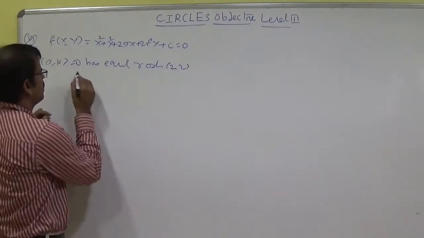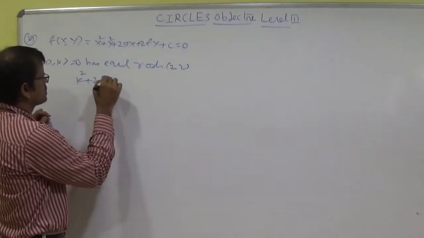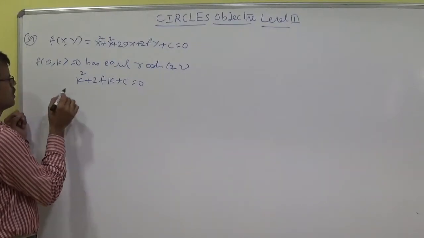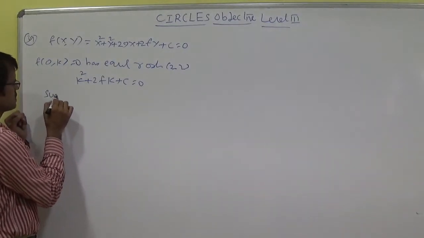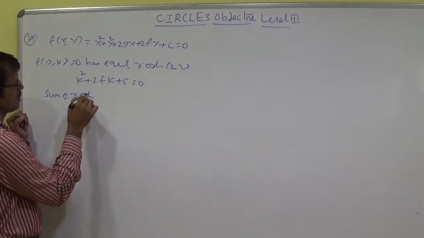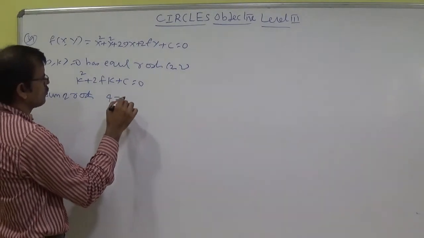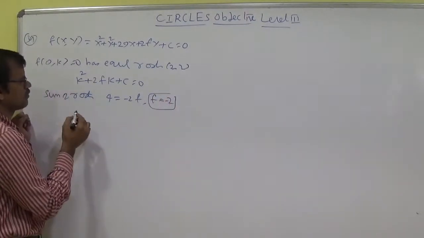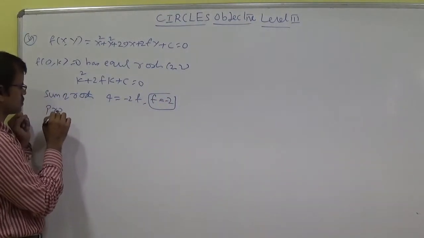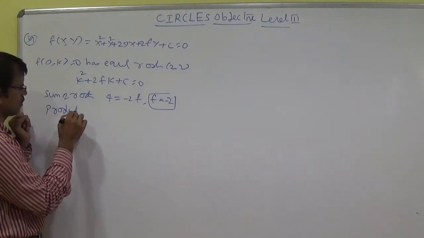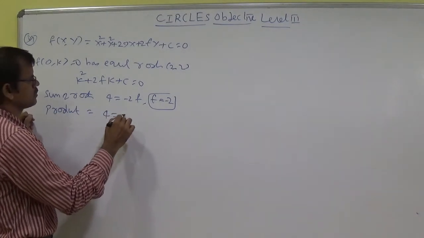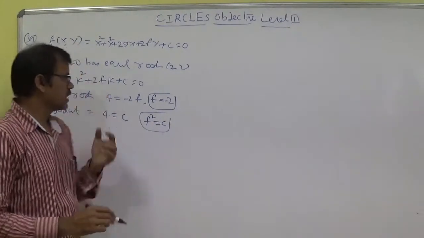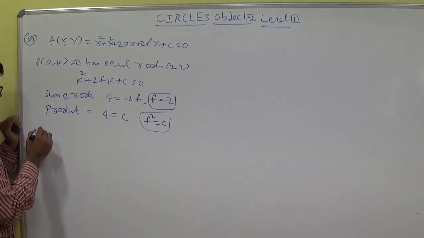Substitute 0 comma k here, then we get k square plus 2fk plus c equal to 0. Equal roots concept: sum of roots 2 plus 2 is equal to 4, which is equal to minus 2f. So f is equal to minus 2. Product of roots equal to 4, so c is equal to 4. In the concept f square equal to c, we can say the circle touches the x-axis.